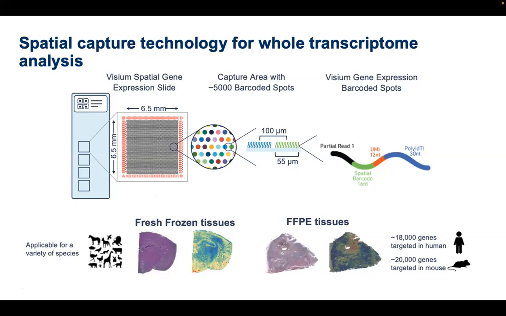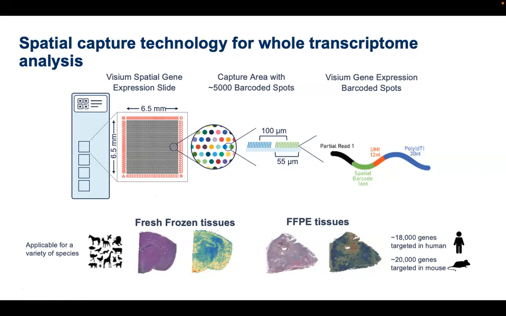Downstream of that, there's a poly-A capture for fresh frozen tissues that's completed with these probes. And there are millions of these probes in each capture area, in each one of these barcoded spots. And what's unique is the spatial barcode to it. That maps back to that specific spot in the capture area where transcripts are captured, or probes are captured in the case of FFPE tissue.